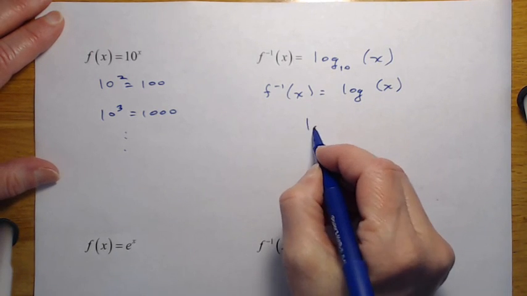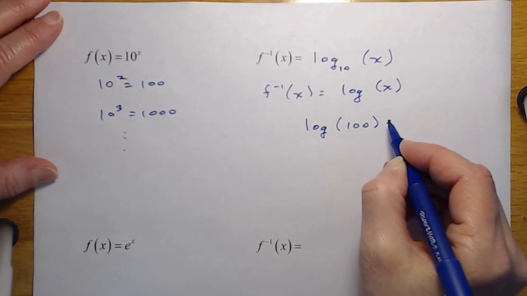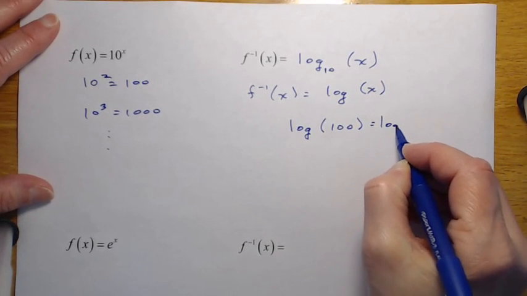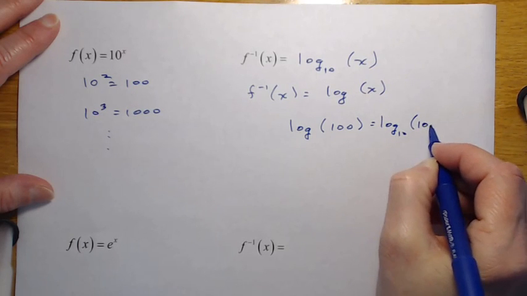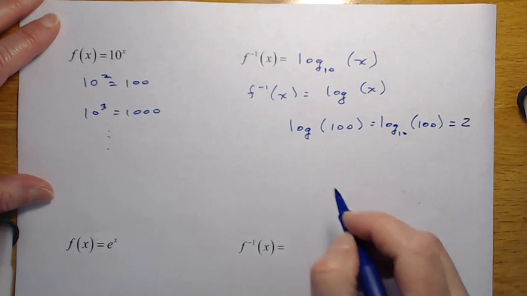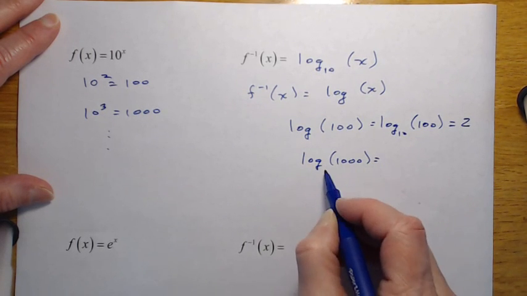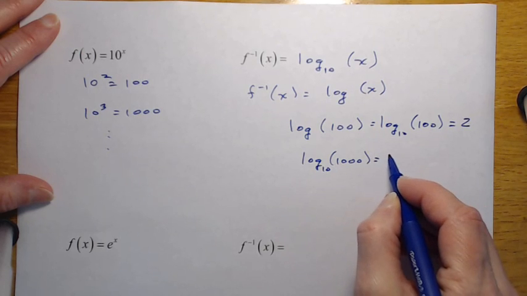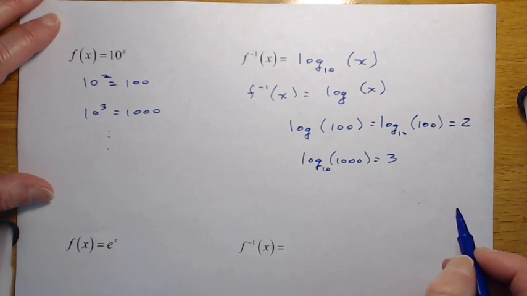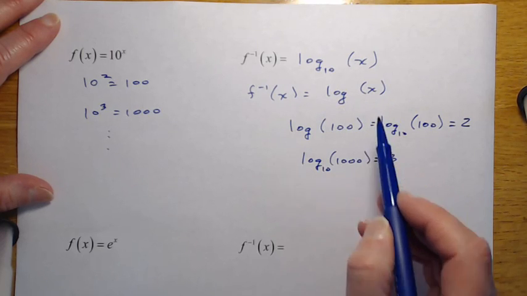So again, log of 100, which means the same thing as log base 10. When no base is written, it's assumed to be base 10. 10 to what power gives me 100? 2. And log of 1,000, again, it's assumed to be base 10. 10 to what power? 10 cubed gives me 1,000. So the common logarithm is base 10 when it's not written.